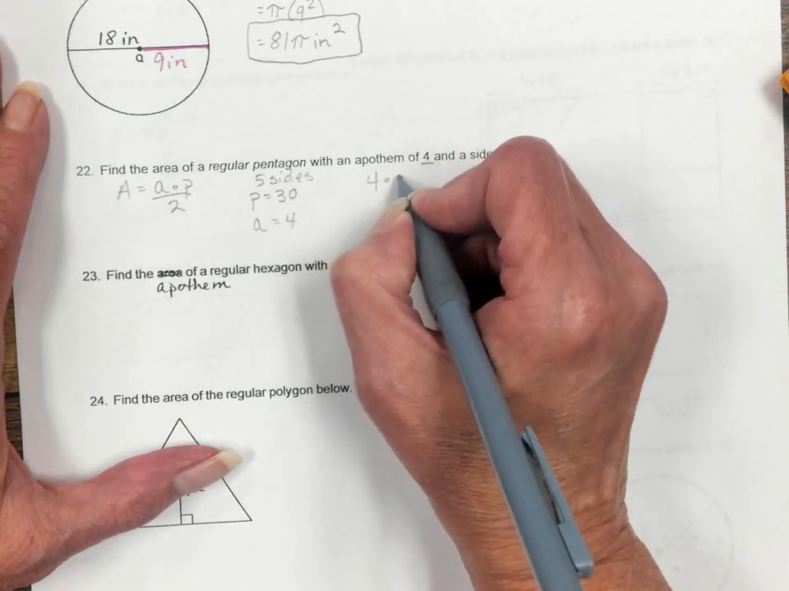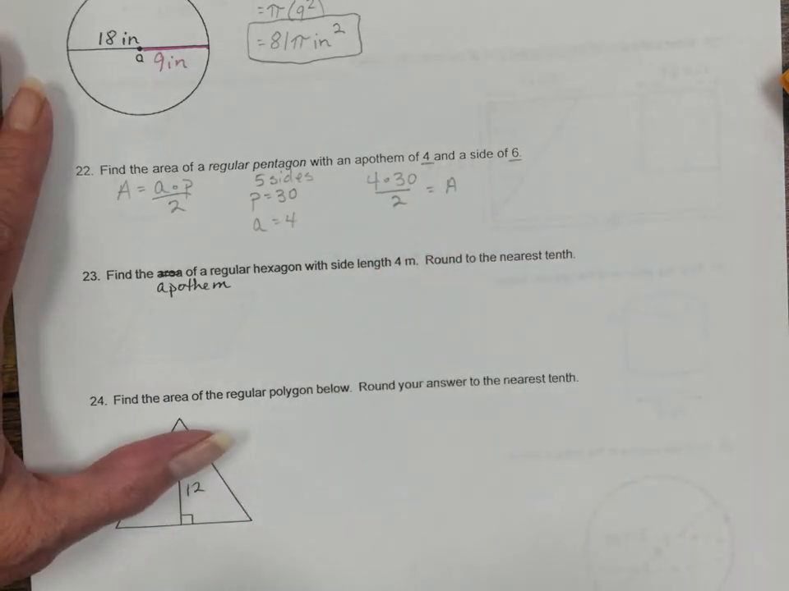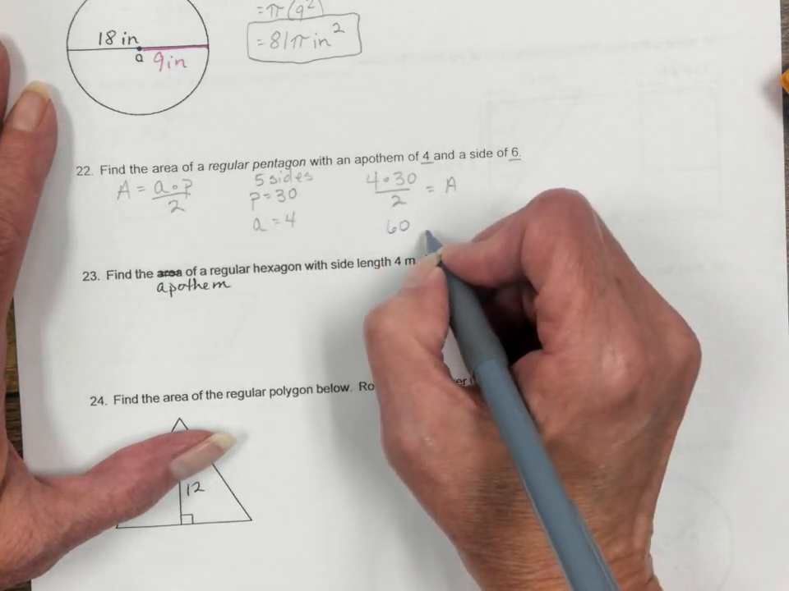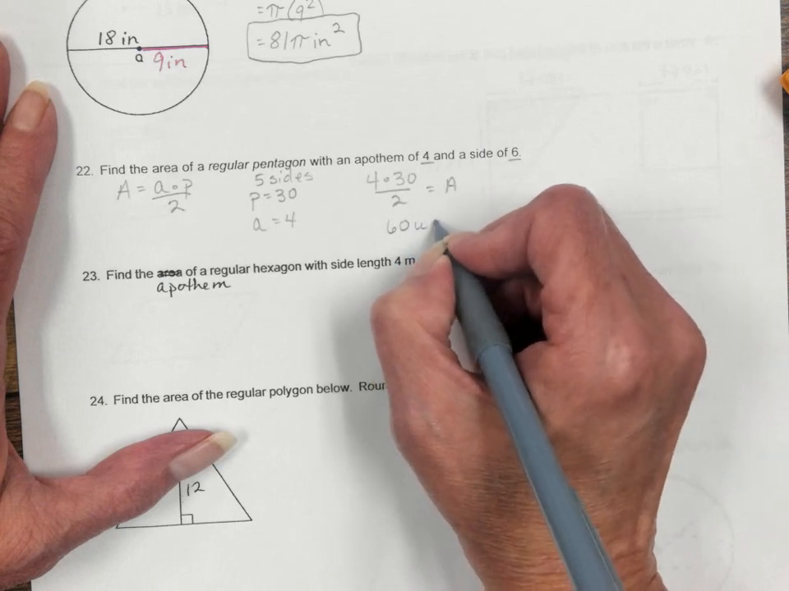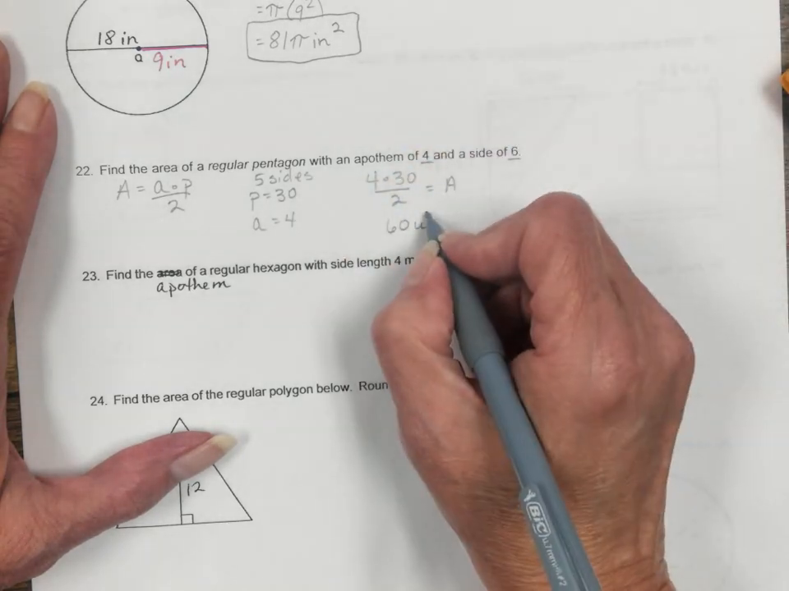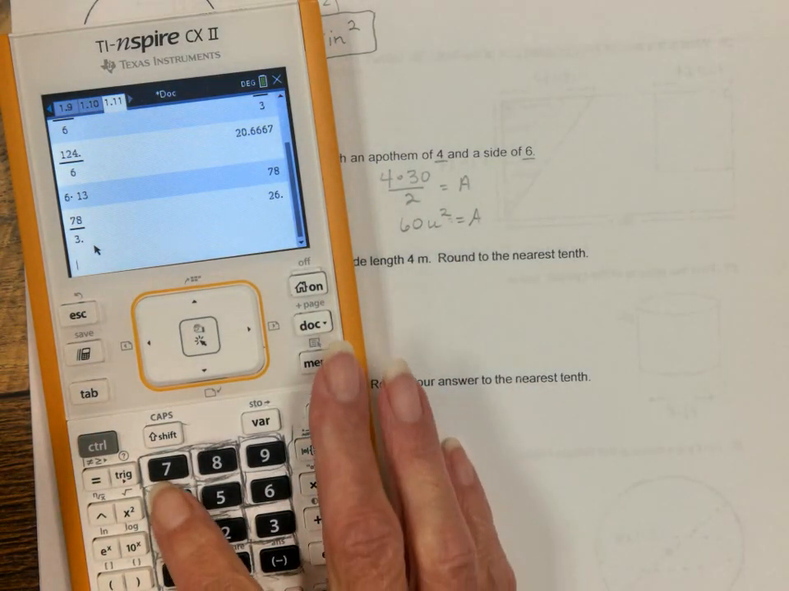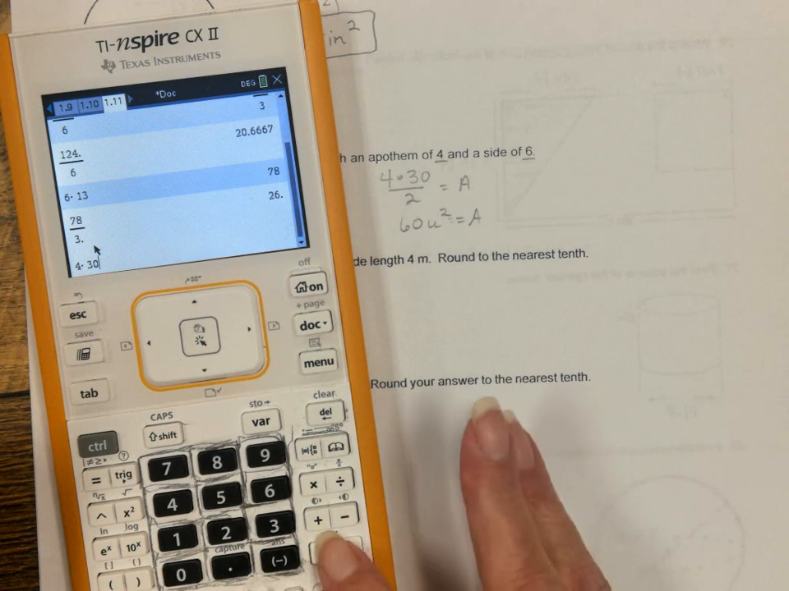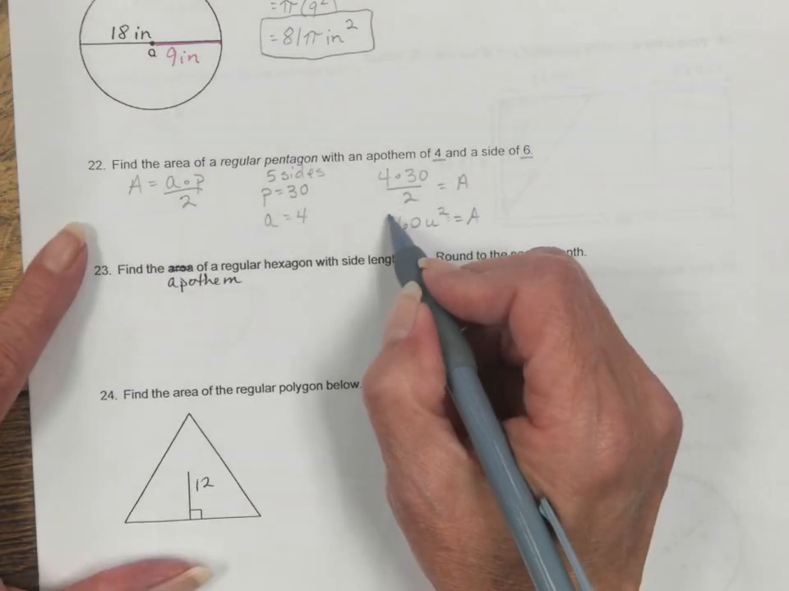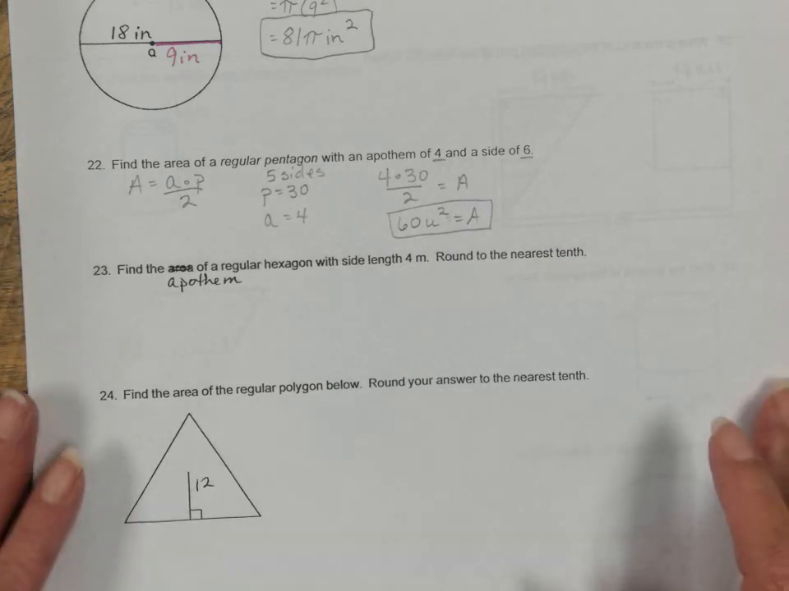So 4 times 30 divided by 2 is going to give me the area of that pentagon. And 120 divided by 2 is going to give me 60. I don't have a unit of measure, so I'm going to go with 60 units. And it's area, so I've got to square it. But, you know, Miss Hart sometimes can't actually do math in her head, so 4 times 30 divided by 2 is 60. All right. Calculated. Boxed. Ready to move on.